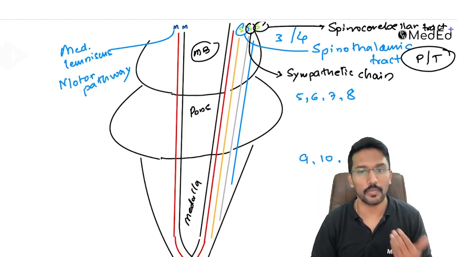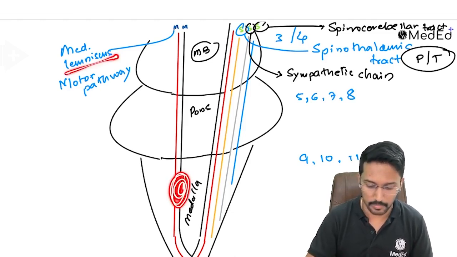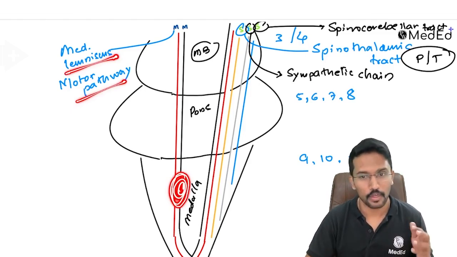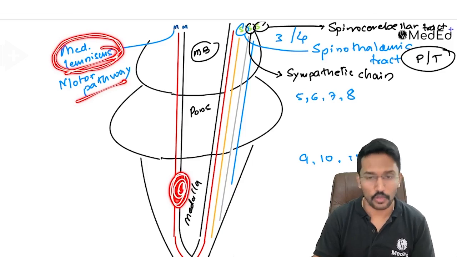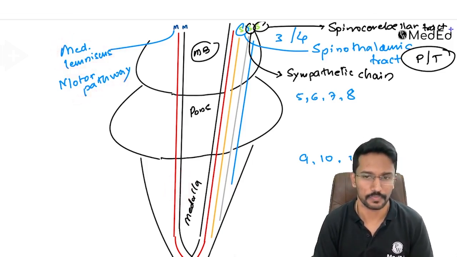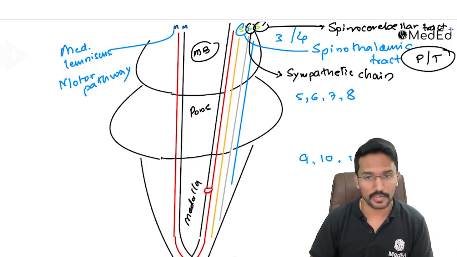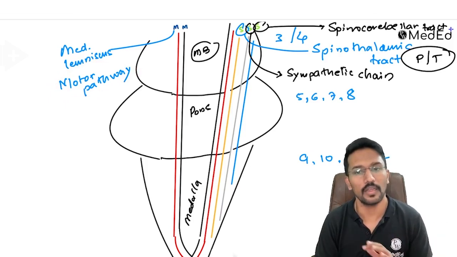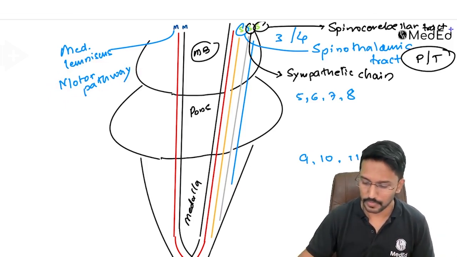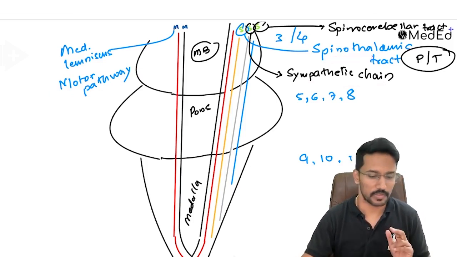So if you say medial medullary syndrome, that means the lesion is medial and it is affecting the medial lemniscus and motor pathway. So you can have contralateral hemiplegia, along with the loss of dorsal column sensations. But when it comes to lateral medullary syndrome, the medial tracts are spared, so the motor pathway is spared, so you will not have contralateral hemiplegia. You can have involvement of the sympathetic chain and of the spinothalamic tract. Those are the manifestations that we will be seeing.